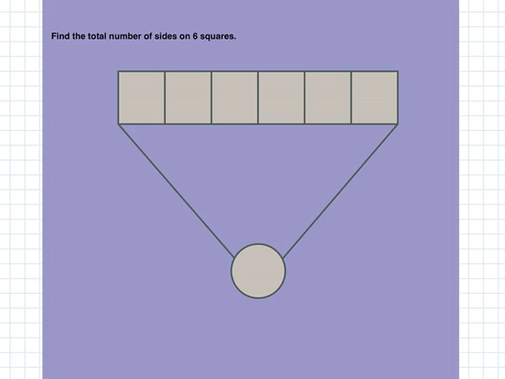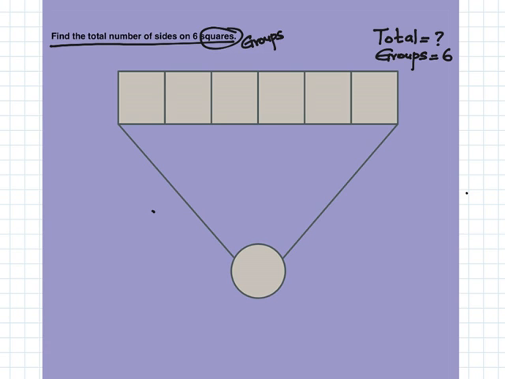The question is, find the total number of sides on 6 squares. We have to find the total. The total is something that we don't know. The squares here can be represented in groups. How many squares are there? 6 squares are there. So the number of groups is 6. And we know that this is a square: 1 side, 2 sides, 3 sides, and 4 sides. Each square has 4 sides in it. So the size of one group is 4.